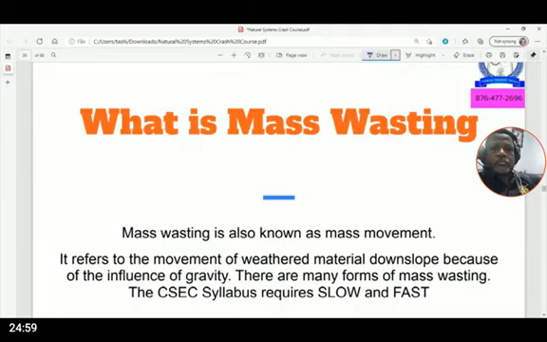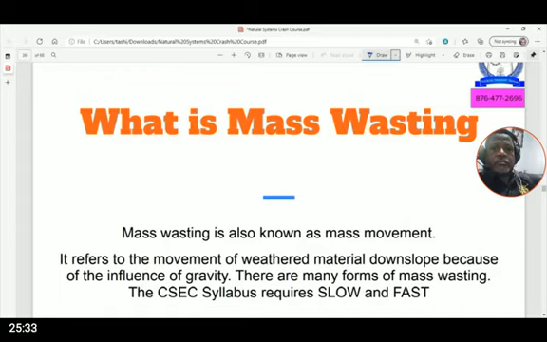So remember, when we were looking at weathering and the definition of weathering, I stated that we must mention the in situ part, which is the fact that the material does not actually move, it just breaks down. So that material that has been weathered, this is where the material now moves through the process of mass wasting. So this is the movement of weathered material downslope because of the influence of gravity.